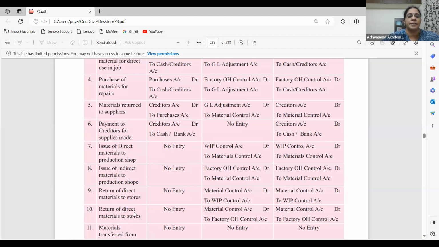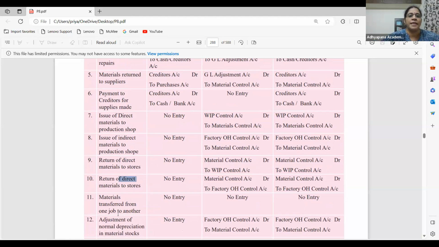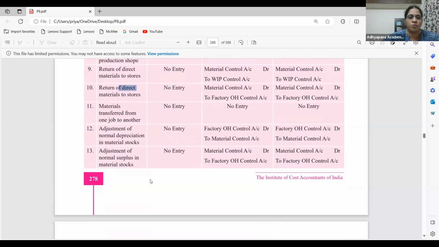Please make a correction in point number 10. It is return of indirect material to store. So when you issued indirect material to store, the entry was overhead control to material control. When that indirect material is returned, it will be material control to overhead control. The inverse of the issue entry will be the return entry. Then material transferred from one job to another, no entry is passed in any of the books.